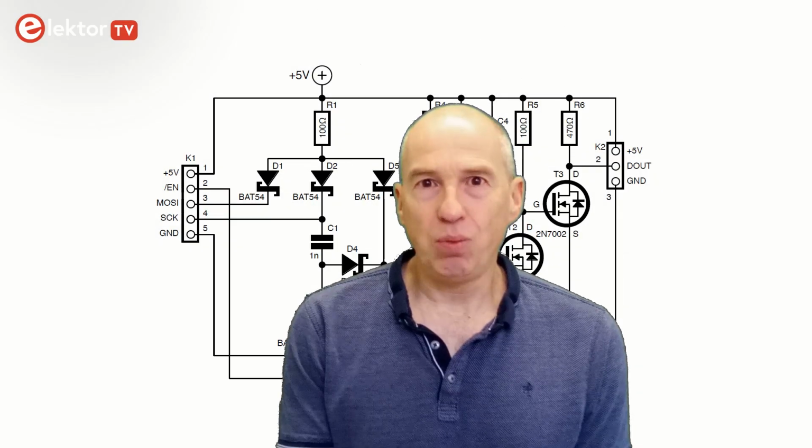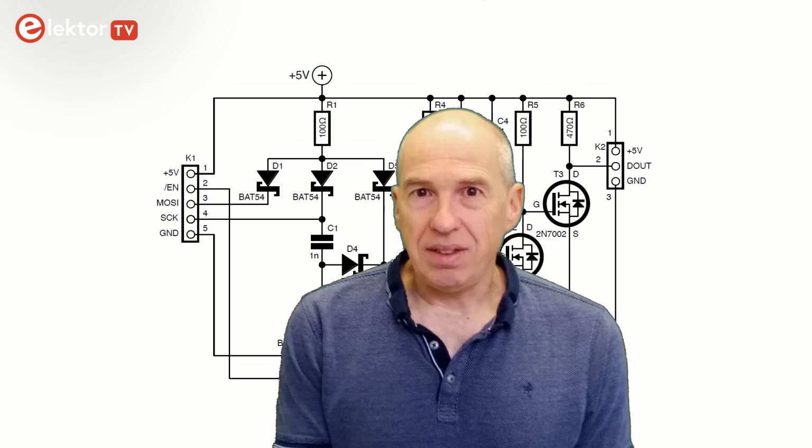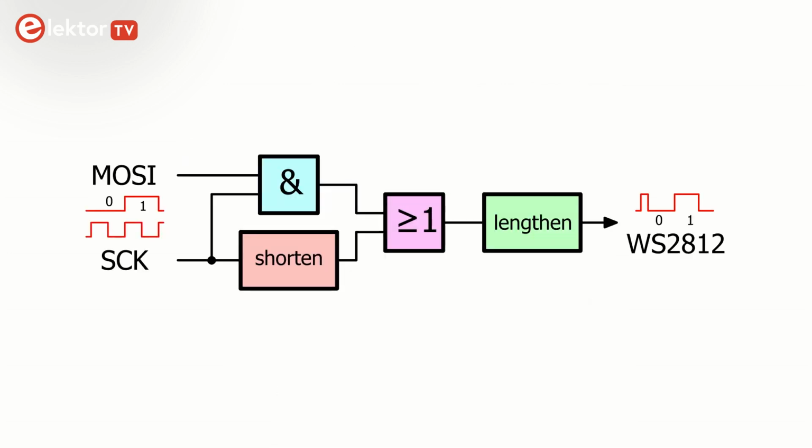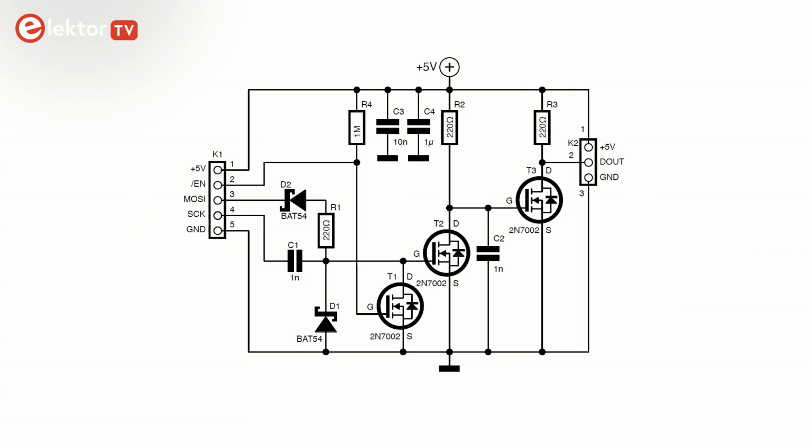Even though my circuit works, I found it a bit inelegant, and so I looked for ways to simplify it. Instead of ANDing and ORing the SCK and MOSI signals, you can use MOSI to control the pulse length of SCK. This circuit does that. When MOSI is low, C1 and R1 form a differentiator that shortens the SCK pulses. When MOSI is high, R1 is disconnected and C1 simply passes the SCK pulses to T2.